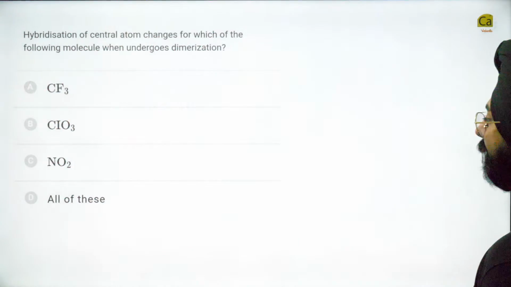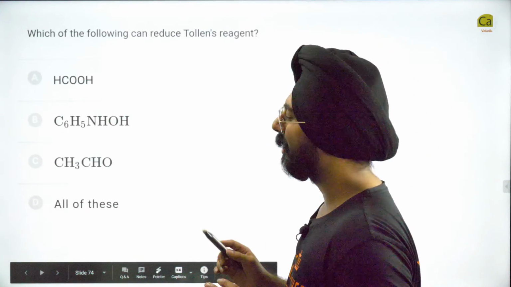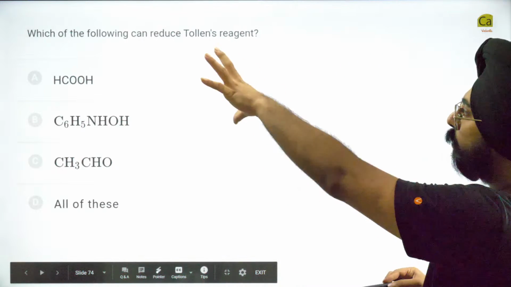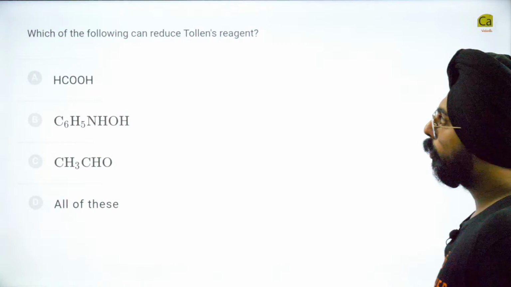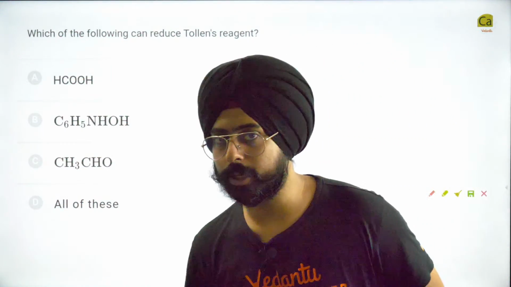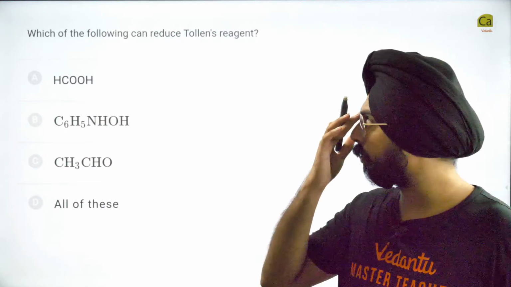Anyway, take this question with a pinch of salt. It's a bad question. Okay. Which of the following can reduce Tollens reagent? My dear friends, this is a very good question. Tollens reagent is what? Ammoniacal AgNO3. Yeah, ammoniacal AgNO3 is your Tollens reagent.